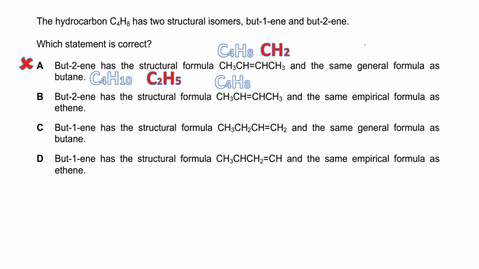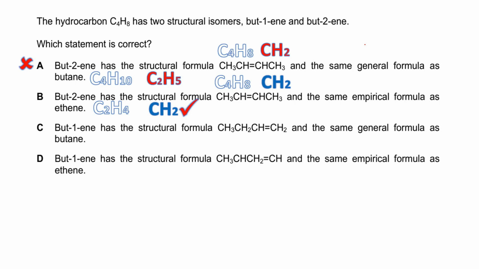What about letter B? Let's check. Here, C4H8, but-2-ene. Its empirical formula is CH2. What about ethene? Ethene belongs to alkene, where C double bond C is present, CnH2n. So ethene is C2H4. Its empirical formula is CH2 also. Now both empirical formulas are the same. So the answer is B. Okay, the answer is B.